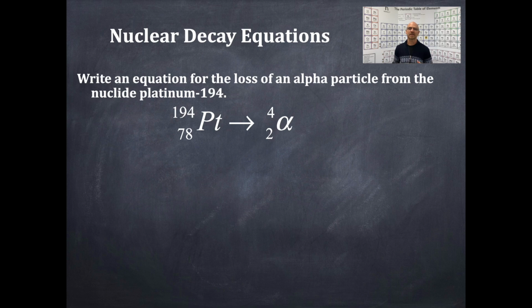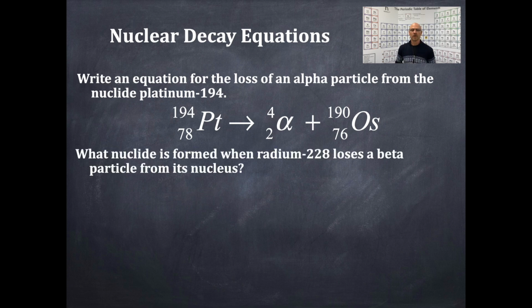Then I do the math to get the other product. It's 194 minus the 4, which gives 190. And 78 minus 2 is 76. I look up 76 on my periodic table and find that element, which is osmium. So now I have osmium-190 as my other product. You should verify that your math works out: 190 plus 4, does that equal 194? Yes, it does. Additionally, 76 plus 2, does that equal 78? Yes, it does. Perfect.